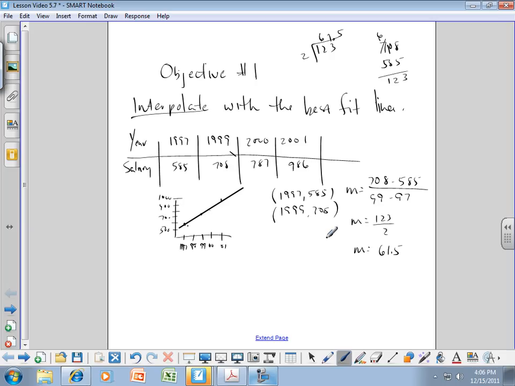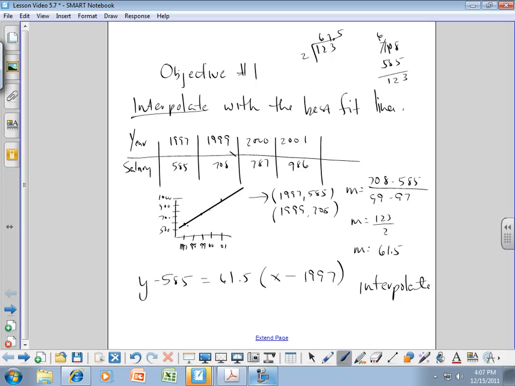So using this slope and one of these points, let's write ourselves an equation. All right? Let's use this point right here. Okay? Y minus 585 equals 61.5 times x minus 1997. All right? Does that make sense? We found the slope. We used the slope and a point to write the equation of a line in point-slope form. Now, we're going to use this equation to do what we talked about a little bit ago.